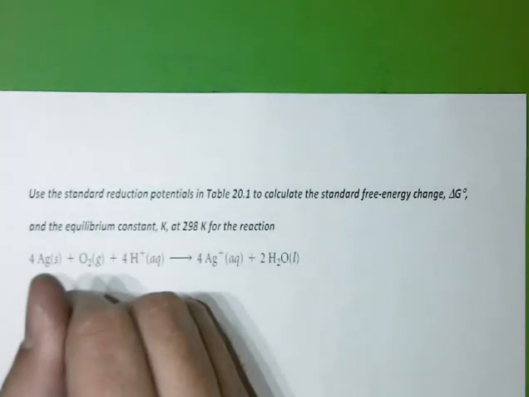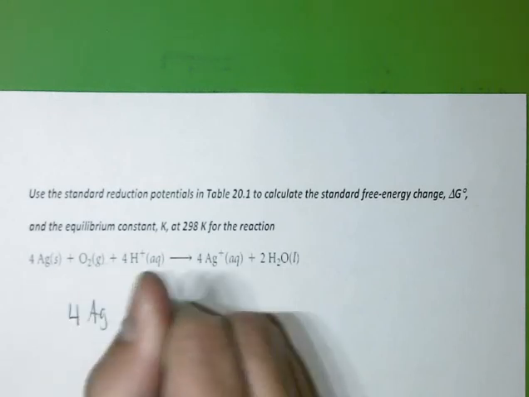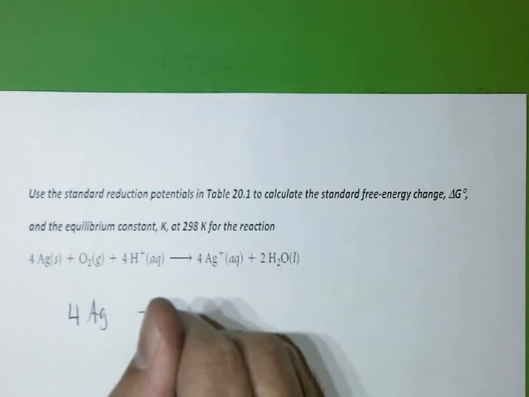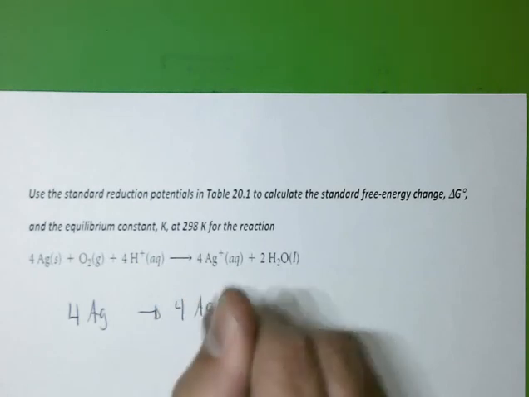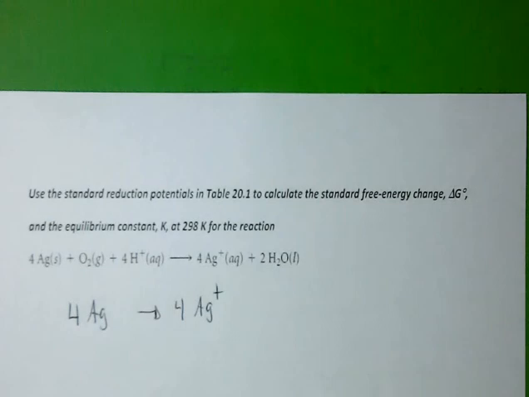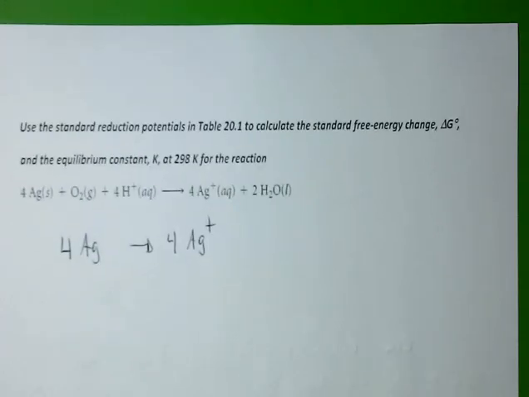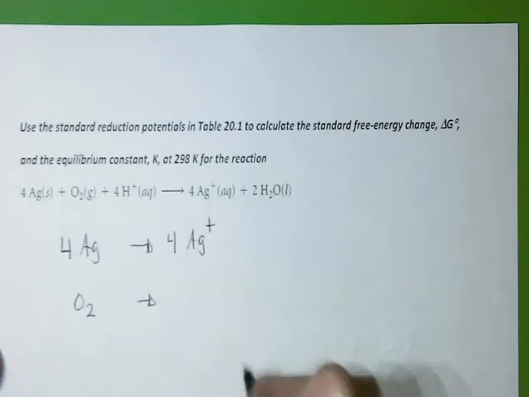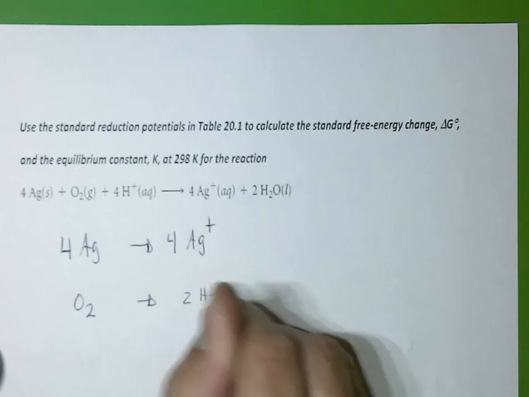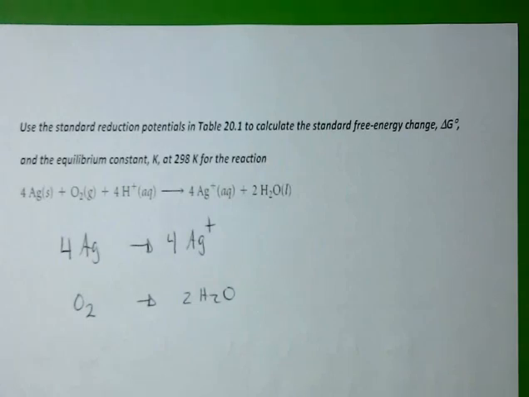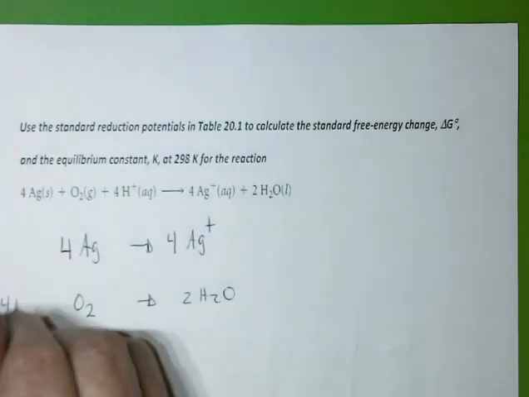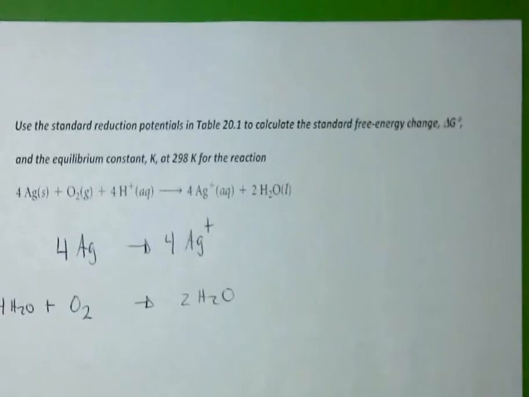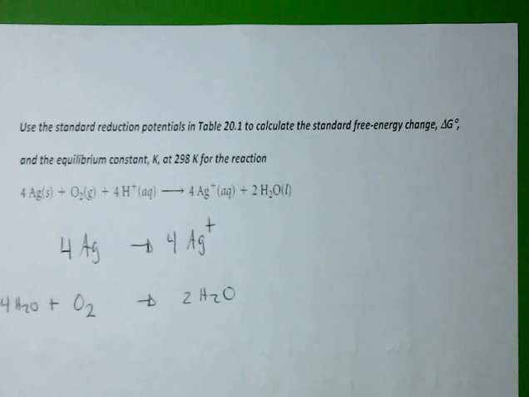So we're going to have 4 Ag solid. It's going to break into 4 Ag+ on the other side. So that's one of the half reactions. And then for the other half reaction, we're going to see O2 break into H2O. If you think about balancing all this out, when balancing the hydrogens, we can add water. So we have to add 4 waters to this side to get that to balance. So we have 4 H+ there, 2 H2O.